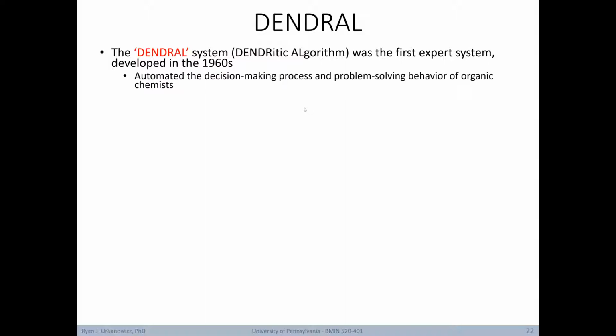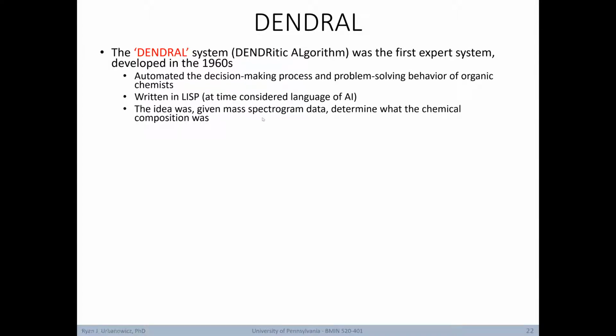Again, this automated the decision-making process and problem-solving behavior of organic chemists. It was written in Lisp, which at the time was considered the language of AI. And the idea behind it was that, given mass spectrogram data, can we determine what the chemical composition was? The project itself consisted of research on two main programs, heuristic DENDRAL and MetaDENDRAL.